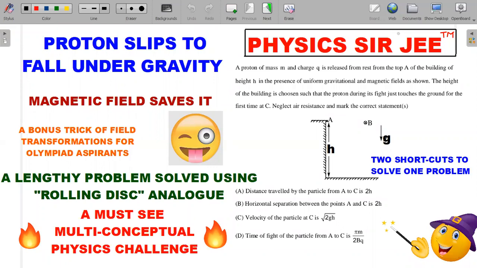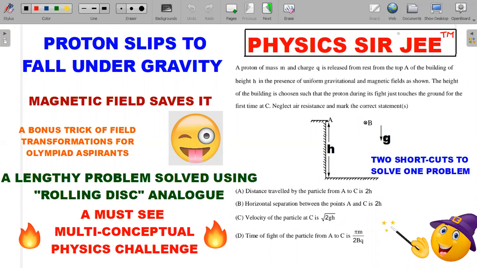Today I'm going to present to you a question on magnetism, where a charged particle would be dropped from a height h under gravity in the presence of a magnetic field. Let's try to see what kind of path it's actually going to take. So it's a multiple choice question.